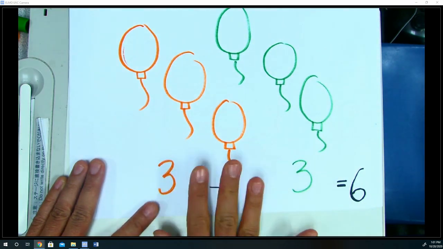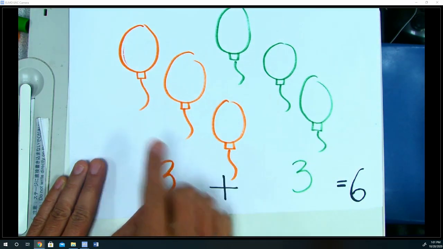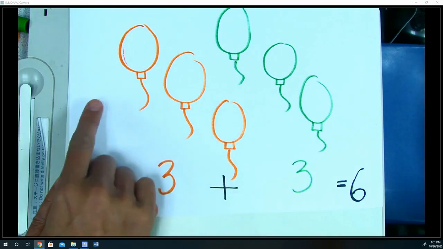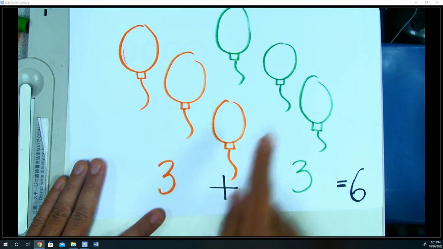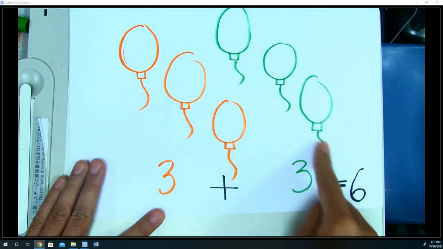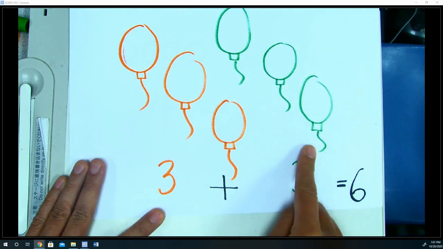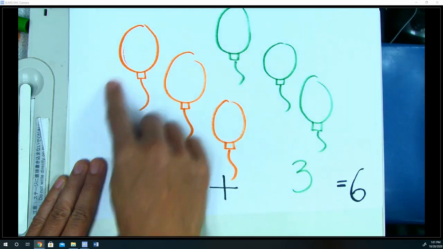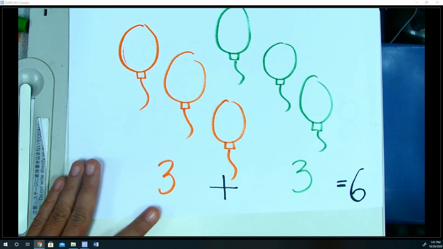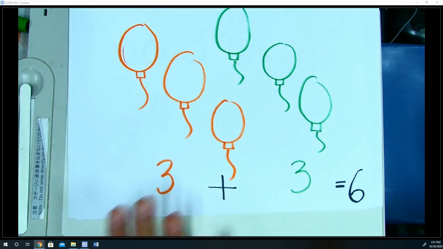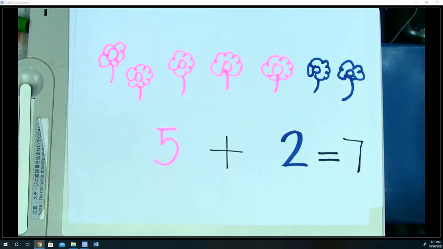So maybe if you take a picture of this one in Seesaw, you might say, well, first, I bought 3 orange balloons, and then my dad bought me 3 green balloons, and so when I put them together, I had 6 balloons. All right, off you go. I can't wait to see your story problems.